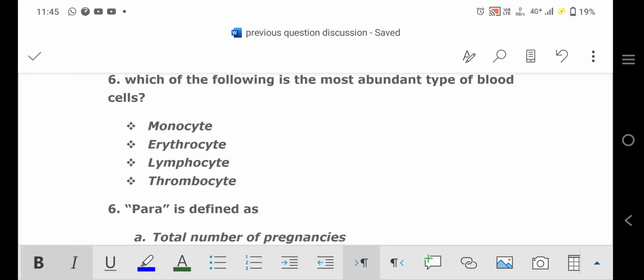The normal count is about 4.5 to 5 million per cubic millimeter. Every second in an adult body, 2.4 million erythrocytes or RBCs are produced. The production of erythrocytes is known as erythropoiesis.